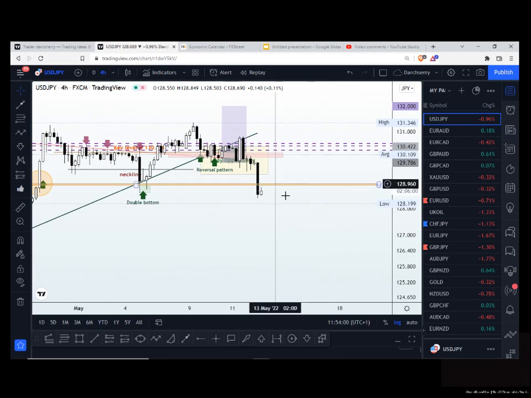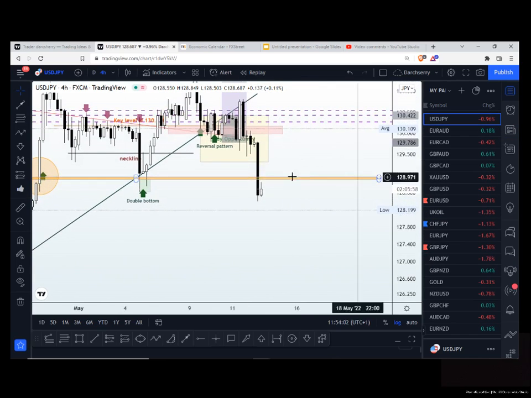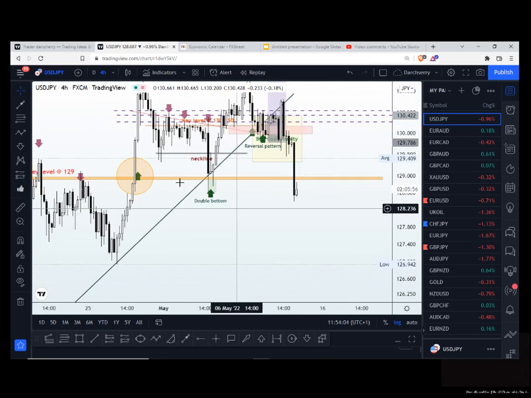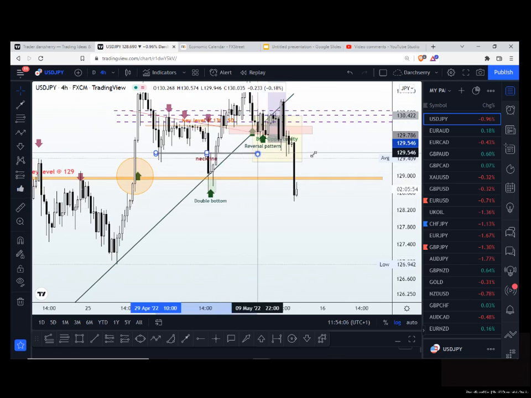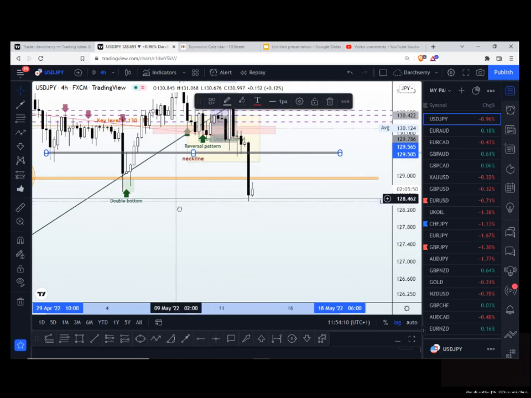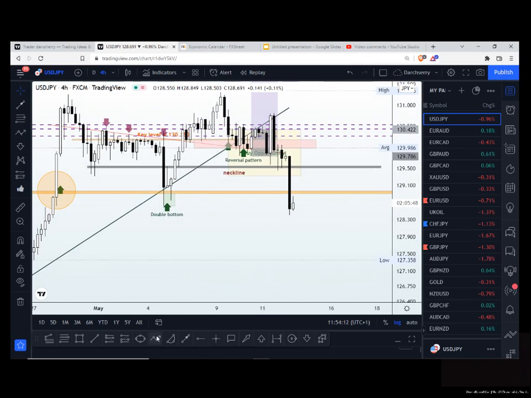And so that's what we'll be looking out for on this one. And yes, we also have a level around here, which is also the neckline of the reversal pattern we saw earlier. So price can do a rejection of this level, or probably move into this area and do a rejection, then price goes downside. So you want to be ready for the USD JPY.